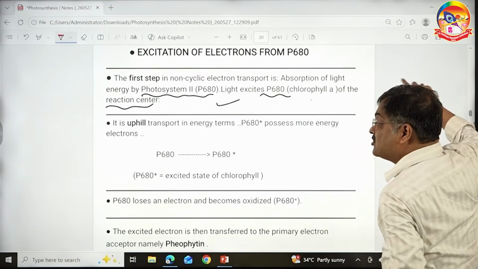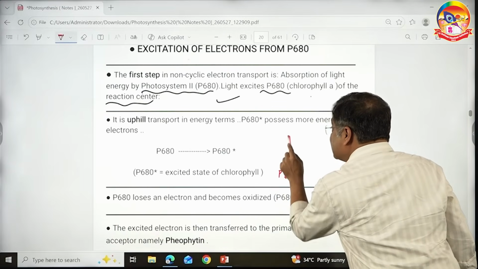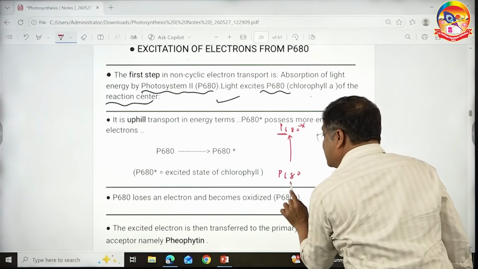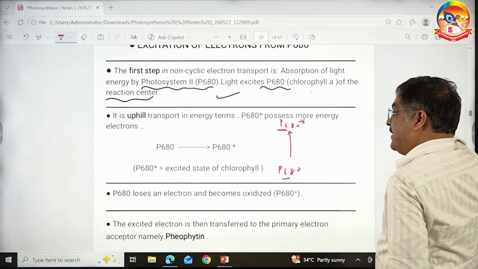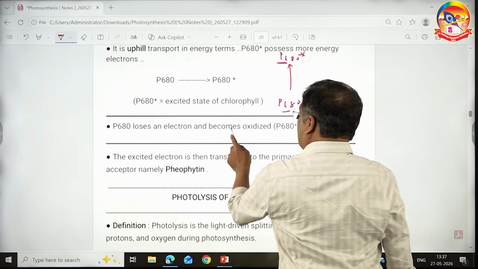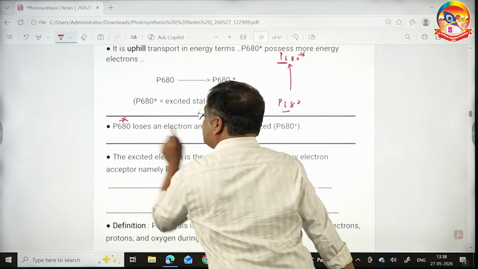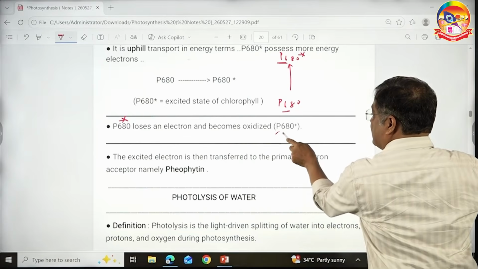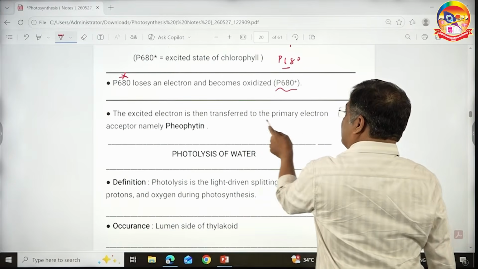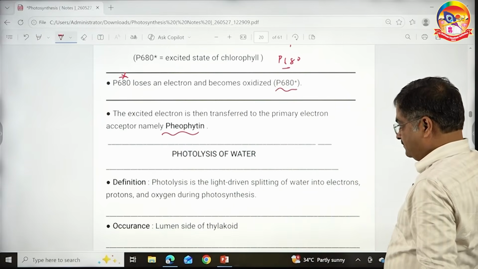It is an uphill transport. Yes, children. P680 to P680 star is surely uphill because this has more energy when compared to this. P680 star loses an electron and becomes oxidized to P680 plus. The excited electron is then transferred to the primary electron acceptor called pheophytin.